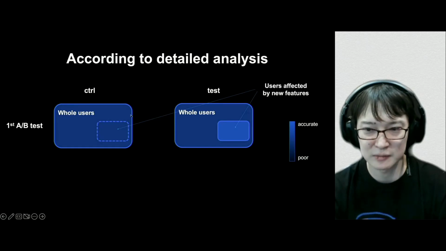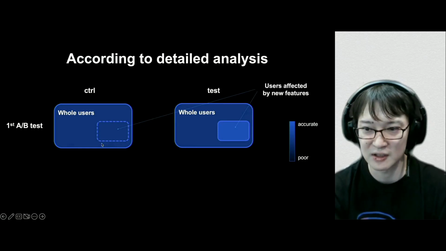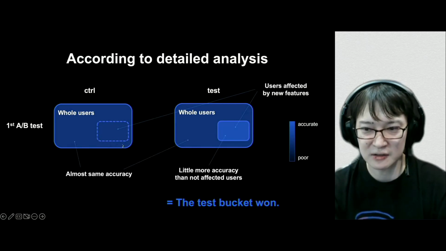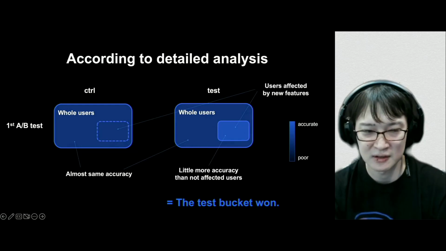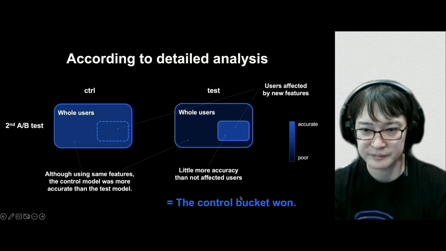So I'll discuss the result in more detail. In these figures, think of the blue boxes as users assigned to the control bucket and the test bucket, respectively. The smaller box in the lower right represents the users affected by the features added in the test bucket. And the darker the color, the better the recommendation accuracy for that particular user. In the control bucket, even the users in the lower right corner do not use any additional features, so the entire bucket is the same color. But in the test bucket, the users in the lower right corner are painted in a slightly darker color because they were able to get a highly accurate recommendation. So if the figure looks like this, the test bucket should win by a small margin as it did in the first test.